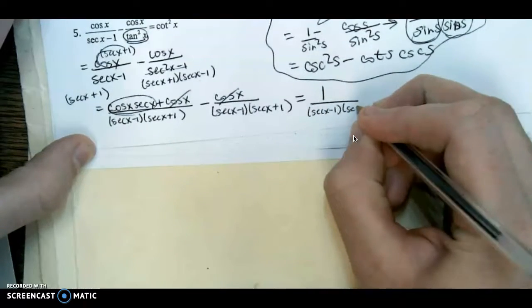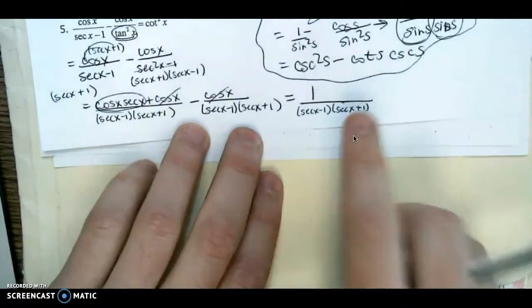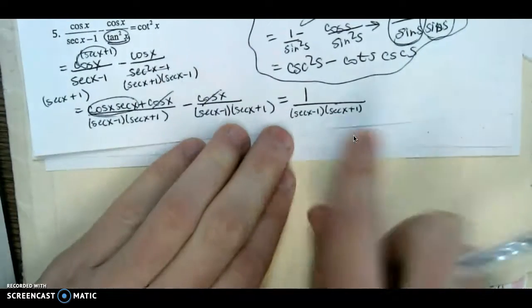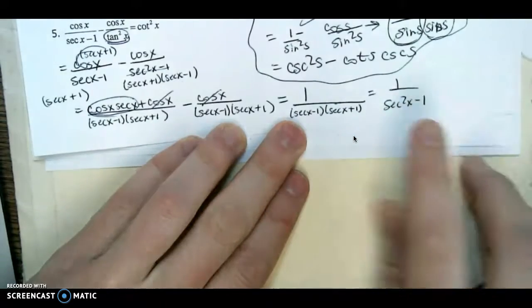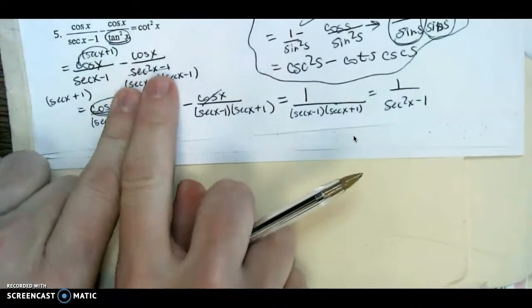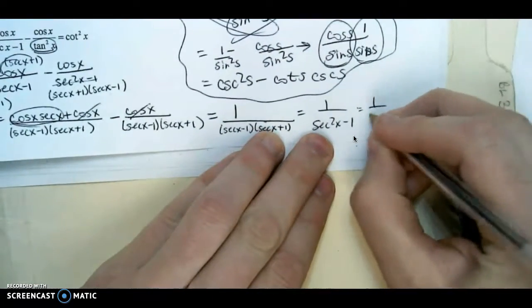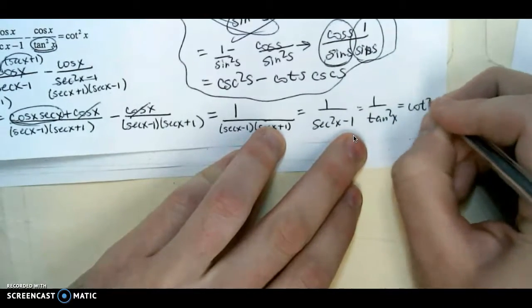Now, your common denominator, we're going to re-FOIL back together. But remember, we already factored it earlier. So if I FOIL, I'm just going to get back to secant squared minus 1. And when I get back to secant squared minus 1, I get back to tangent squared. And 1 divided by tangent is cotangent. So that's how you get cotangent squared.